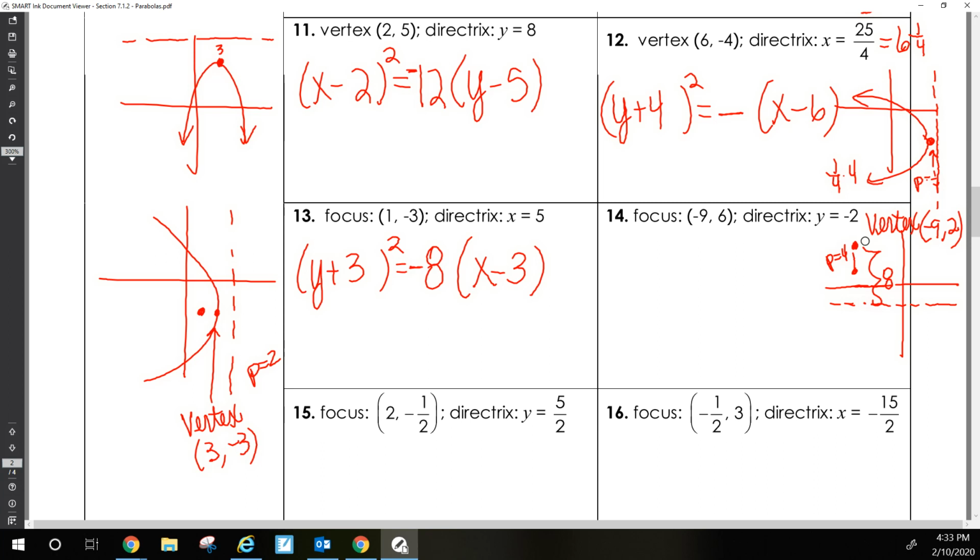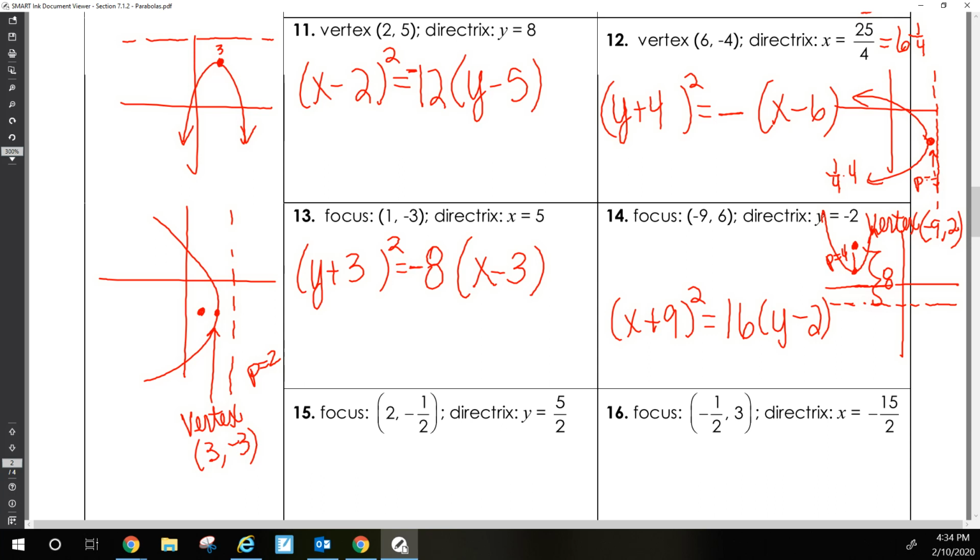Since this is my focus and this is my directrix, we are opening up for this guy. And so we've got (x - h) squared is equal to 4p (y - k). Let's plug in that vertex. So x minus a -9 is going to be x + 9, y minus 2. We said our p-value was 4, so 4 times 4 would be 16. Since we are opening up, it's going to be a positive 16.